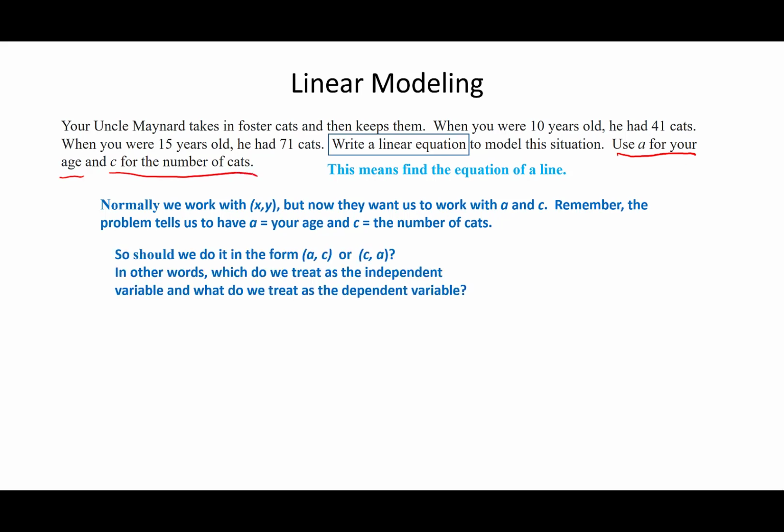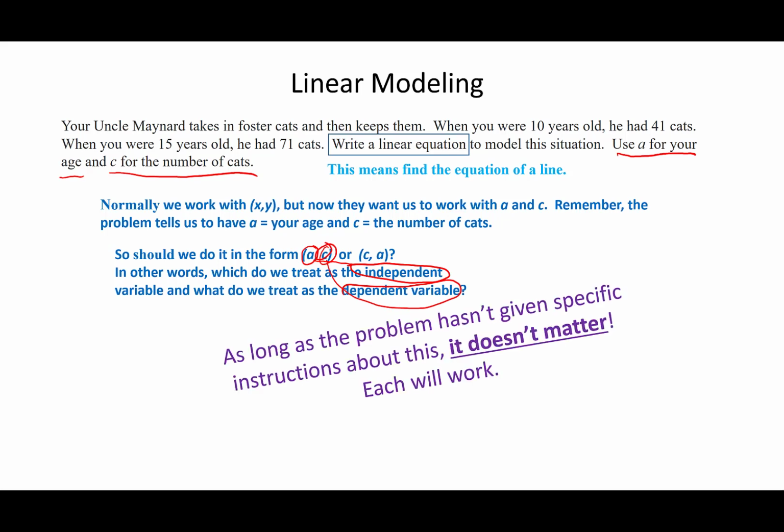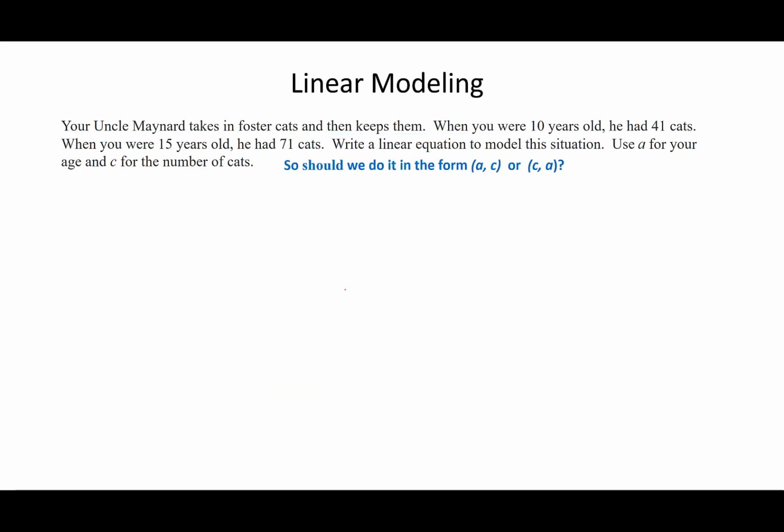They tell us to use a for your age and c for the number of cats. So the first question we have is, do we want to do AC or do we want to do CA? Do we want the age to be the independent variable and the cats to be the dependent variable, or the other way around? Well, as long as the problem doesn't tell you you have to do it one way or the other, it really doesn't matter. Each of them will work. Okay, so let's make a decision.